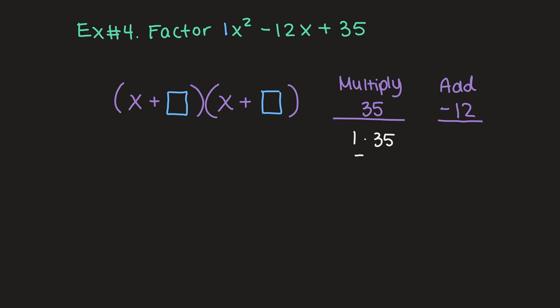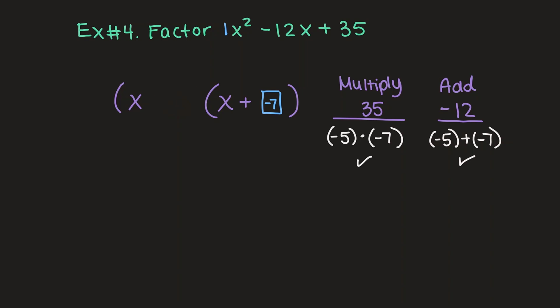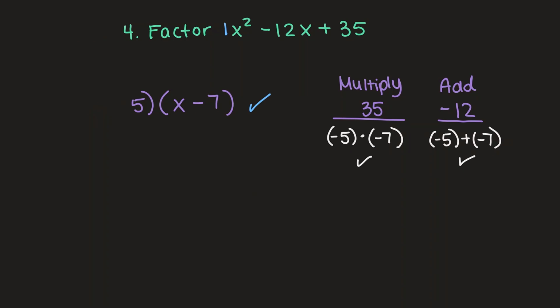So we list out factors of 35, and it looks like 5 times 7 can add to negative 12 after we adjust the signs. So in order for the numbers to add to negative 12 and multiply to positive 35, we will have to make both of the numbers negative. So negative 5 times negative 7 gives us positive 35, and negative 5 plus negative 7 gives us negative 12. So these are going to be the numbers that we use. We place these numbers here, and we can rewrite the binomials as x minus 5 times x minus 7. And now we have factored the trinomial.